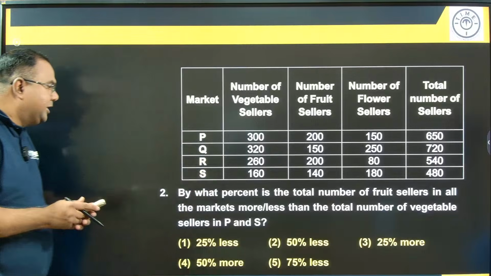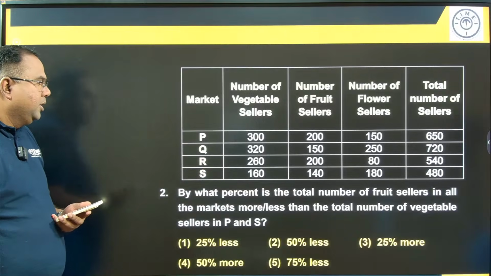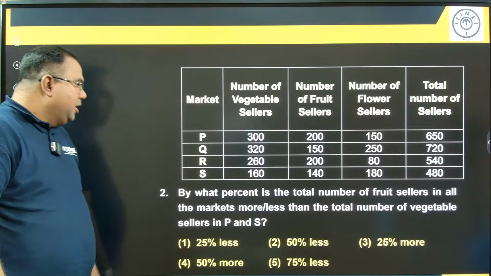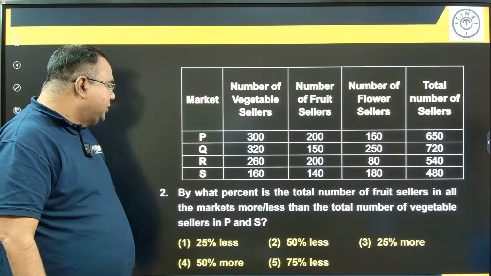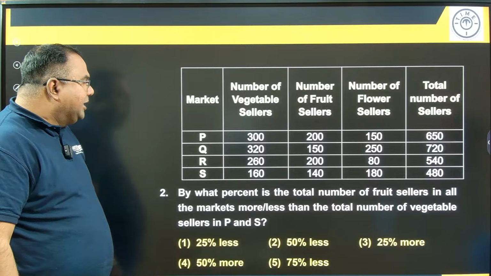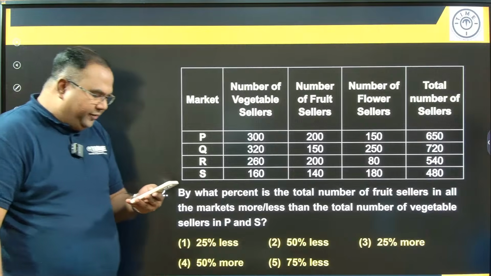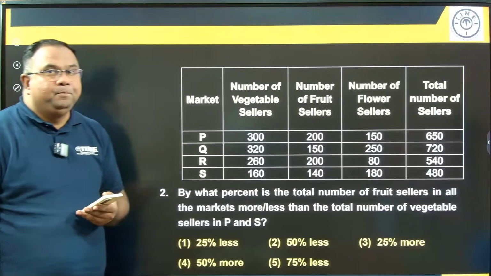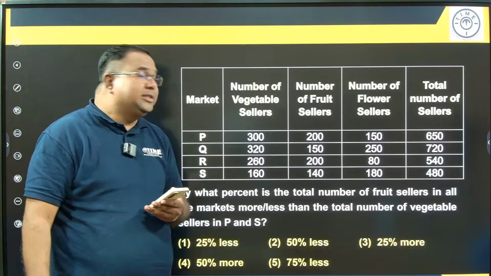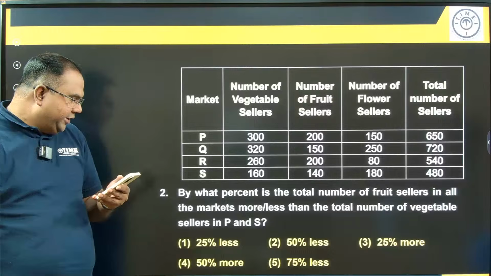Let's move on. Second question on your screen, students. Try this question. By what percentage is the total number of fruit sellers in all the markets more or less than the total number of vegetable sellers in P and S? So I'm waiting for the answers. If it is more, you will calculate percentage more. If it is less, you calculate percentage less. Quick, quick, quick.